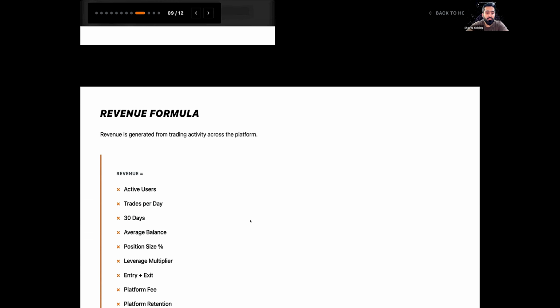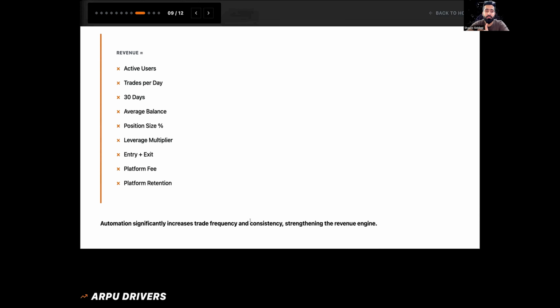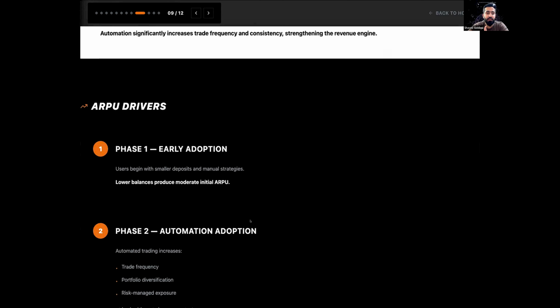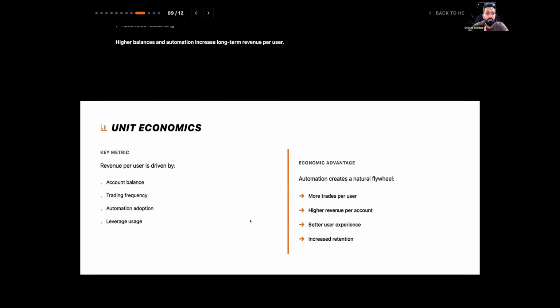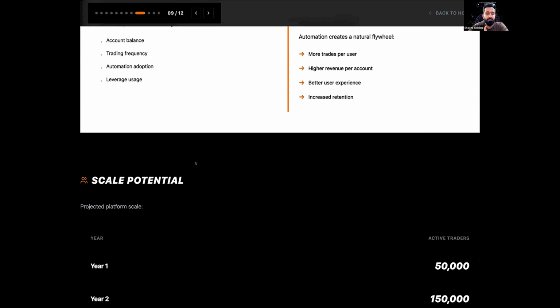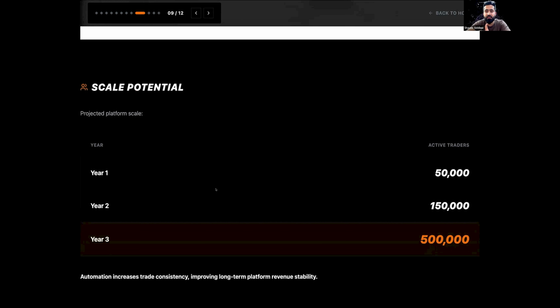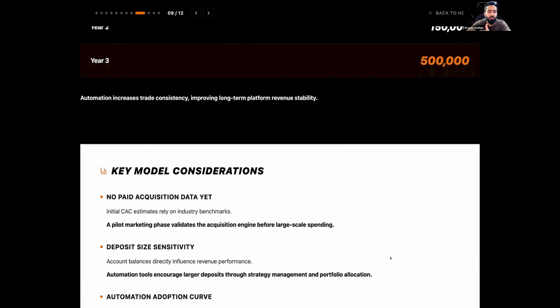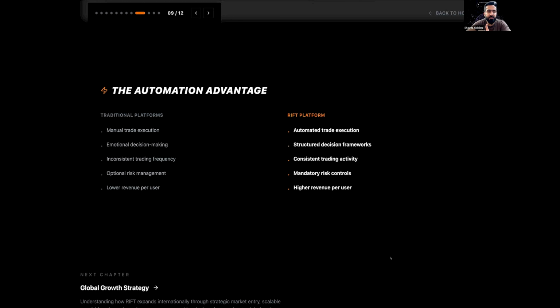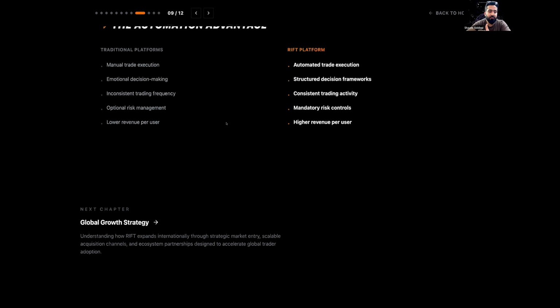We have also given you the revenue formula, how we make money as a platform. What are the average revenue per user drivers for us? You can read everything, how we calculate unit economics, and what year-on-year user growth we have projected at scale. Year one, we are predicting to have 50,000 users. This year, 2026, 50,000 users, 2027, 50K users, 2028, 500K users. Key model considerations, the automation advantage that we have.